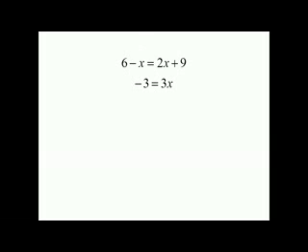This whole video will be a series of examples. So let's start with a nice linear equation, 6 minus x equals 2x plus 9. All we need to do is combine like terms by moving the x over and moving the 9 over. We get negative 3 equals 3x. Now divide by the 3, we get x equals negative 1.